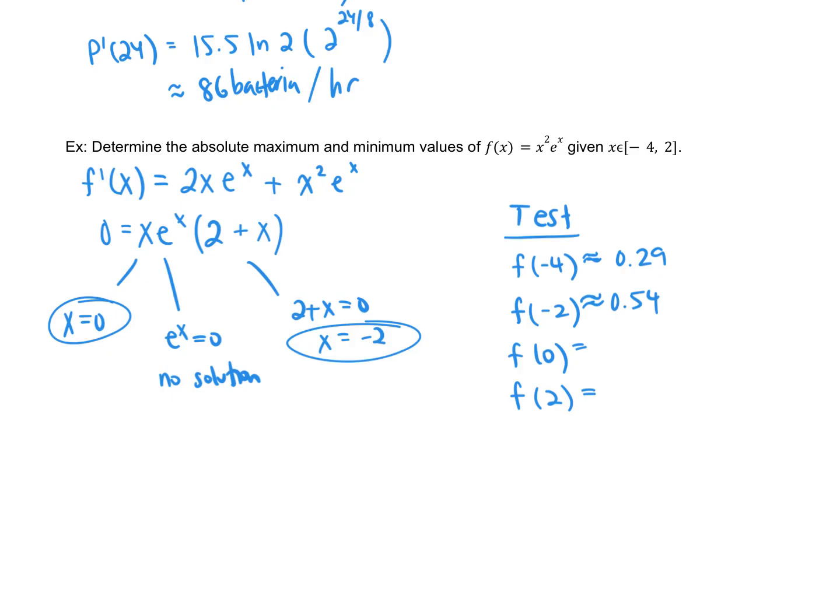f at 0 is just 0, because 0 squared is 0. And for 2, 2 squared times e to the power of 2 is 29.56. So when I look at this, 2, 29.56 is our absolute max, and 0, 0 is our absolute minimum.